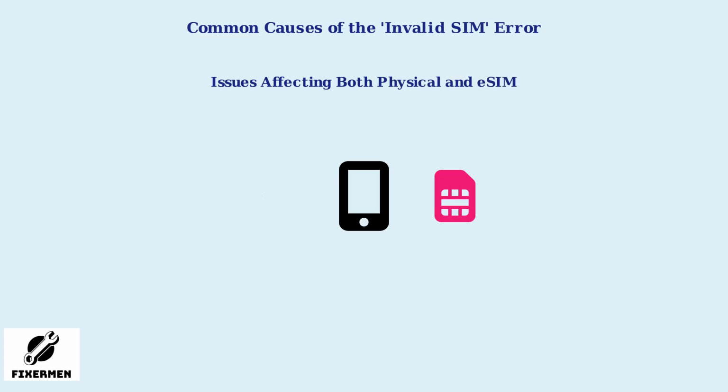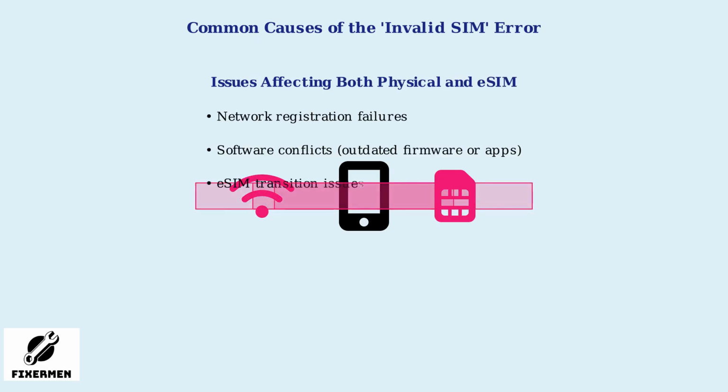For both physical SIMs and eSIMs, the error can occur due to network registration failures, where the device struggles to connect to T-Mobile's towers, software conflicts from outdated firmware or incompatible apps, problems during eSIM transitions when switching from physical to digital SIMs, or even a blacklisted IMEI, which prevents the device from being recognized on the network.